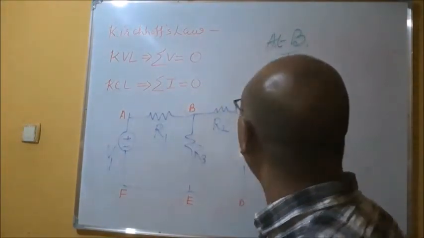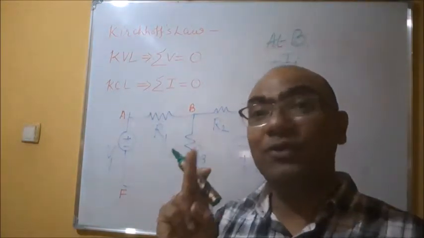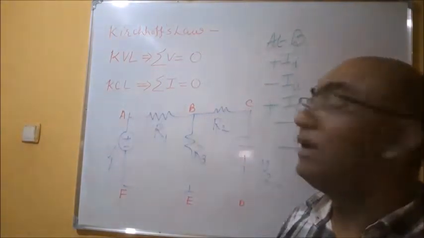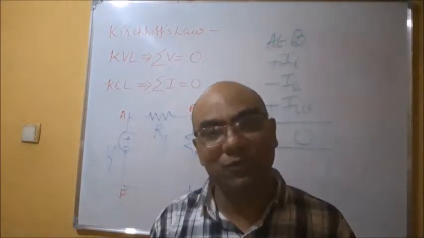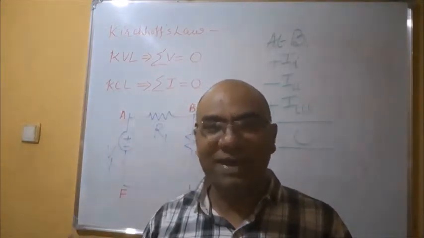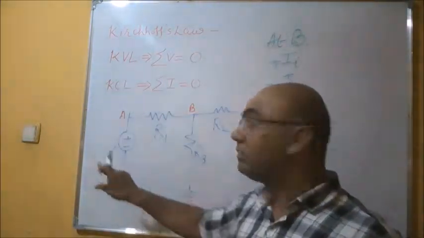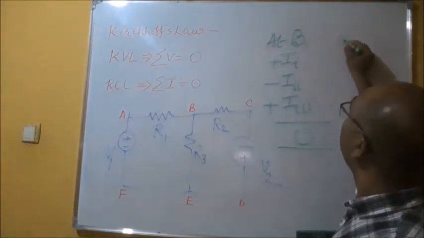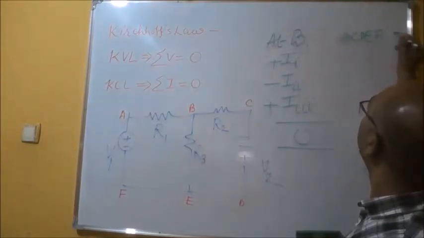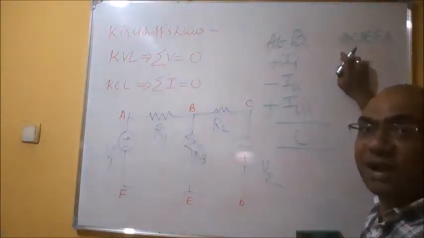Suppose I am talking about a closed path, and you see here we are talking about the closed path. Closed path means we can take a loop and we can take a mesh. So KVL is applicable for both loop as well as mesh. If we are talking about the closed path, the big one, A, B, C, D, E, F and A, this means we are moving from A and reaching again to A.